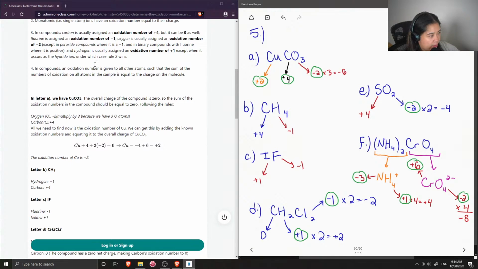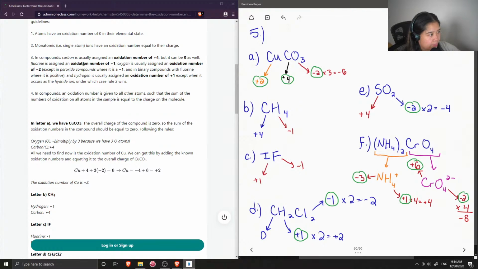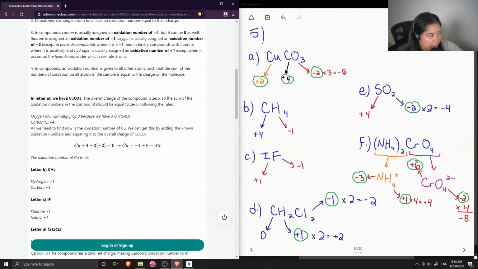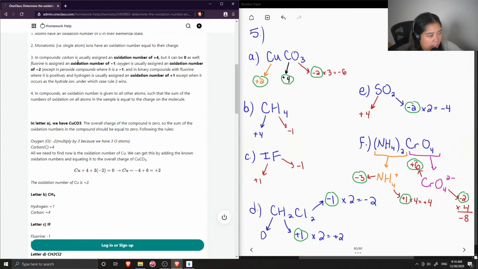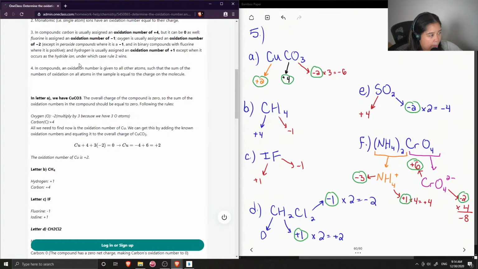Oh yeah, I read this part already. But yeah, this is just a reminder. So again, there are some instances where some of the compounds might have exceptions. So that's why it can get a little bit tricky, but you kind of get the hang of it the more you practice finding oxidation numbers.